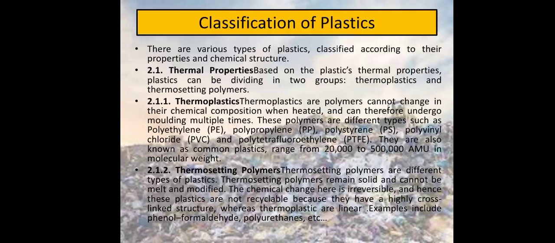The reason behind this nature of the thermoplastics and the thermosetting plastics is that the thermosetting plastics have a cross-linked structure, whereas the thermoplastics are linear. Due to the presence of this cross-linkage within the thermosetting polymers, there is no molding of these plastics and we cannot recycle them. Examples of this include phenol formaldehyde and polyurethanes. These are examples of thermosetting polymers.